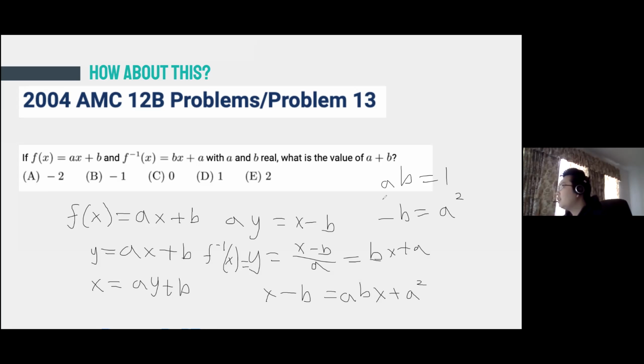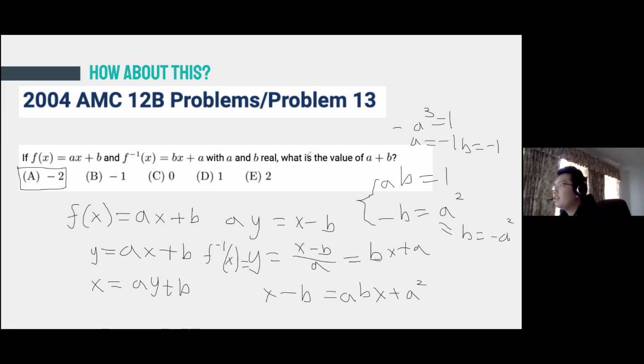All right, so then what you would do now is that you would plug in negative b here. So negative a cubed equals 1. If I plug in negative b equals a squared, I would get negative a cubed, yep, and then equals 1, because here I would get b equals negative a squared. And then I would get a equals negative 1. If I plug it in, I get b equals negative 1, and then a plus b equals negative 2. Is that the right answer, Xiao?